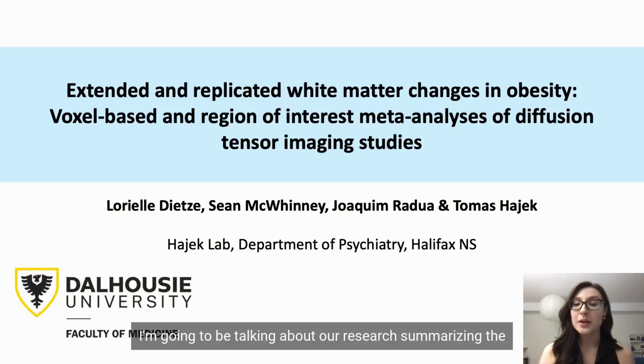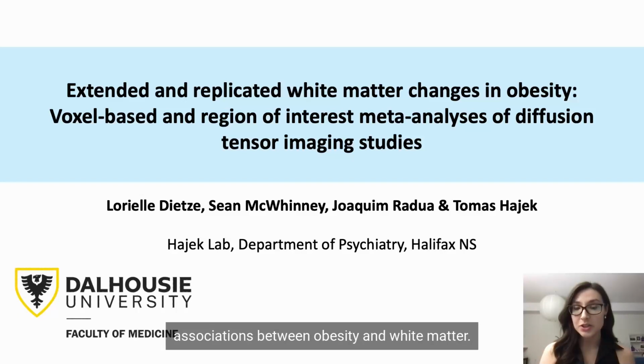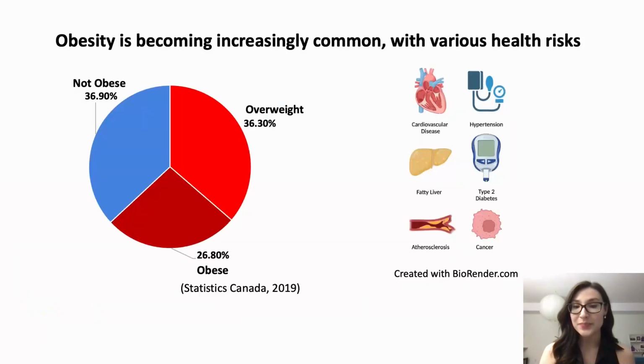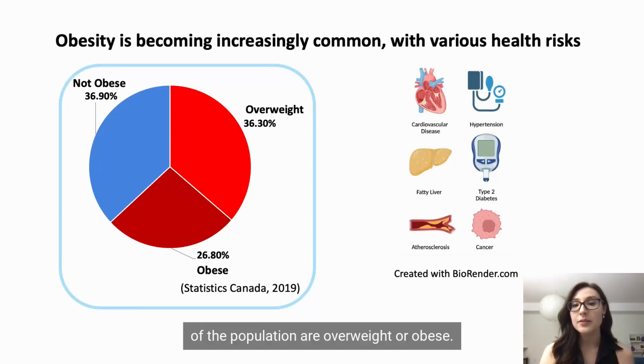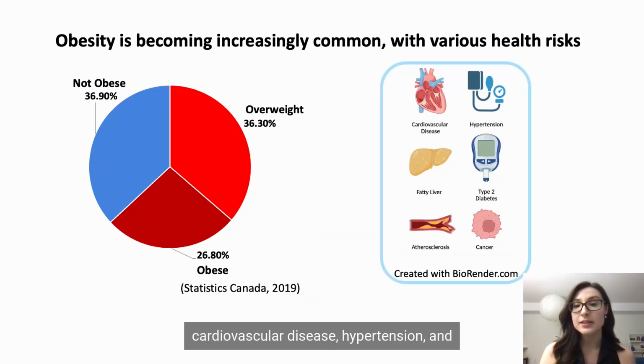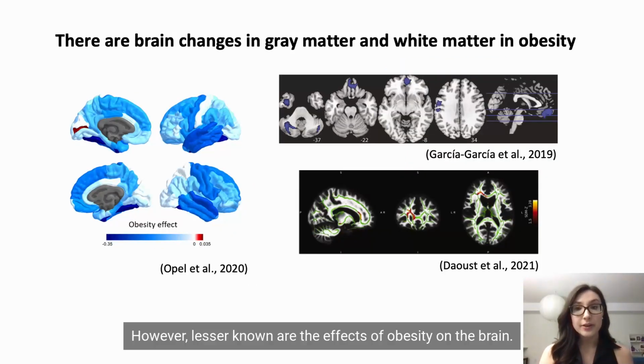I'm going to be talking about our research summarizing the associations between obesity and white matter. Obesity is becoming increasingly common worldwide, and in Canada alone, 63.1% of the population are overweight or obese. Obesity comes with various health risks, including cardiovascular disease, hypertension, and type 2 diabetes, among others. However, lesser known are the effects of obesity on the brain.